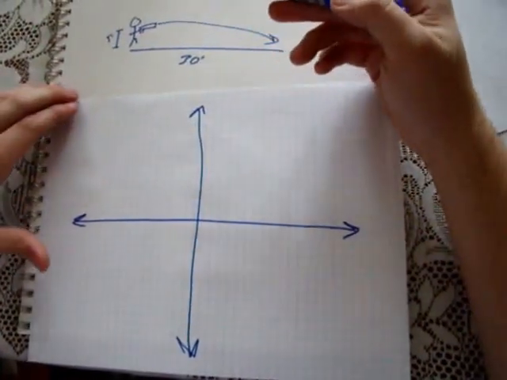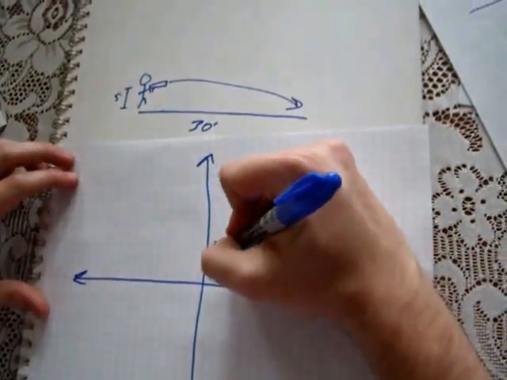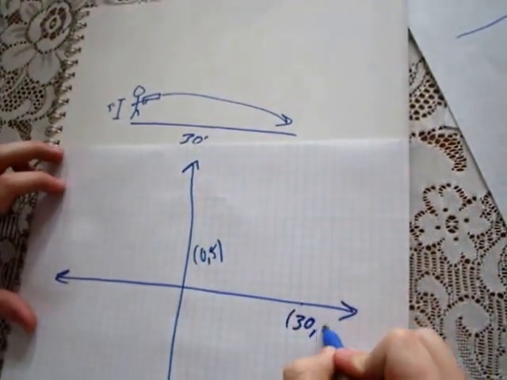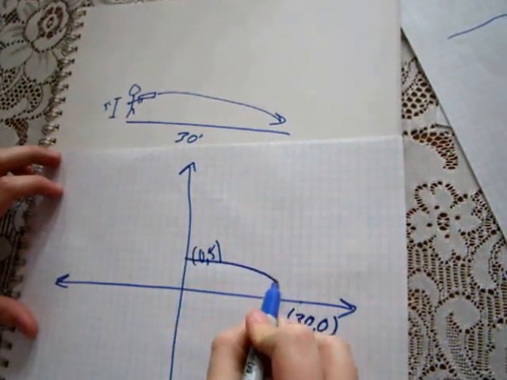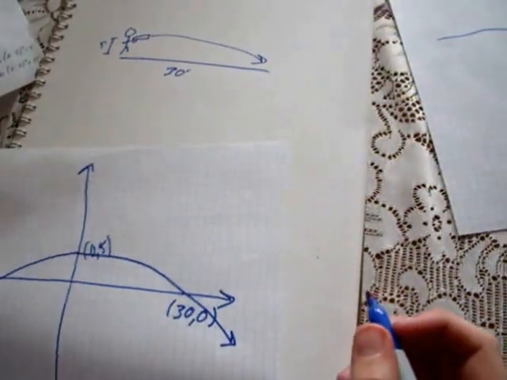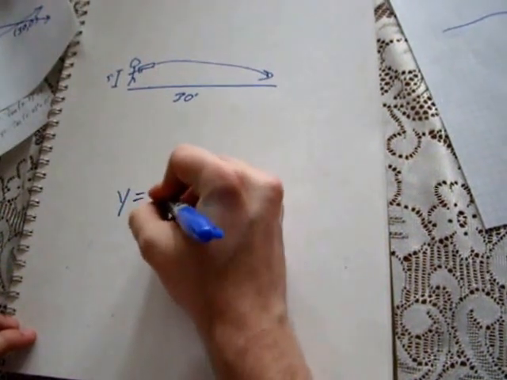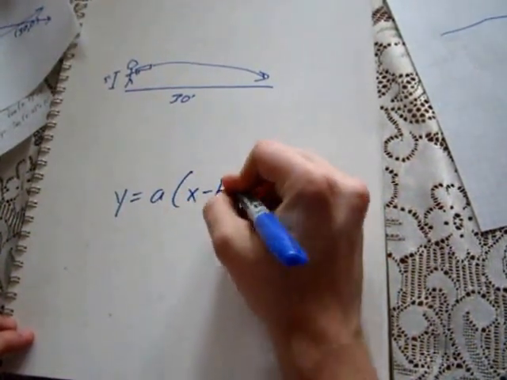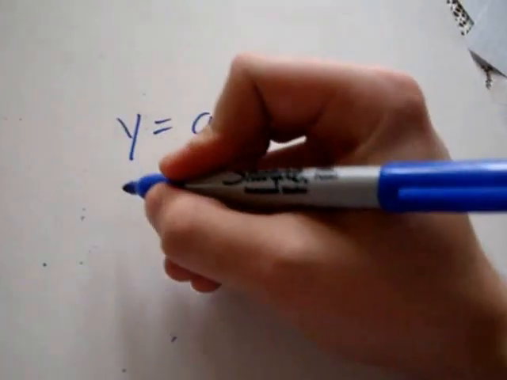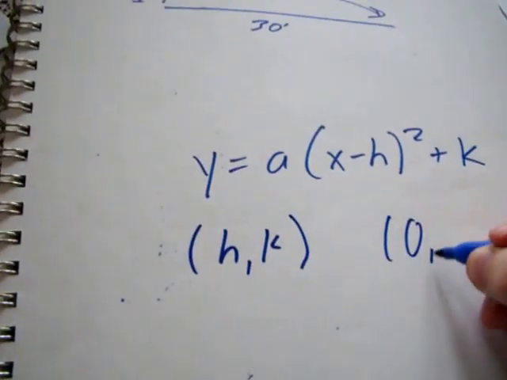We can overlay this diagram onto a coordinate grid. The muzzle of the gun will be at the point (0, 5), and the place where the bullet hits the ground will be at the point (30, 0). Our parabola will look something like this. Now, the standard form for an equation of a parabola like this is y equals a times the quantity x minus h, all squared, plus k. Now, the vertex of the parabola is at the point (h, k). Our vertex happens to be at the point (0, 5).